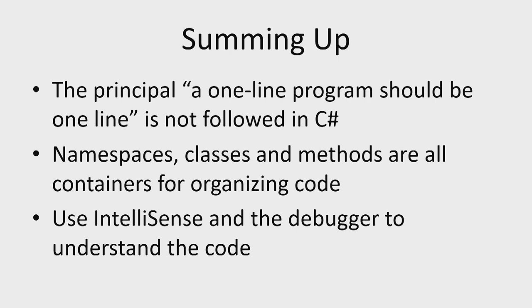Right? And that sometimes means that small things that are not very complex sometimes end up being more complex than they really should. Namespaces, classes, and methods are all containers for organizing your code. Namespaces organize your code at the organizational level or across broad areas of functionality, like diagnostics or collections. Classes are the nouns of your program, and methods are the verbs. And then you can use IntelliSense, and you can use the debugger to understand your code, to step through it, to tell you what things the IDE expects you're going to type next.